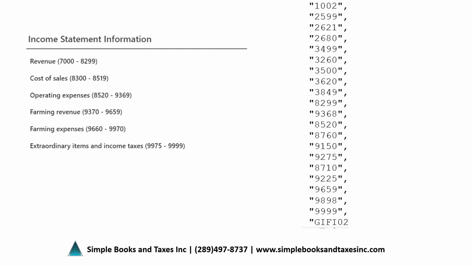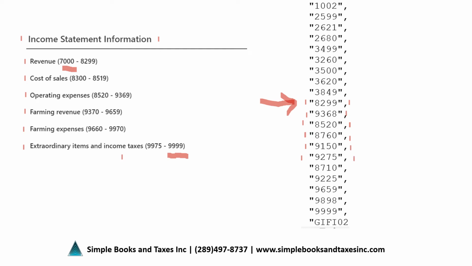Now we can enter the information manually. I do prefer to start with the income statement information first. So we will enter the revenue, cost of sales, operating expenses, farming revenue, farming expenses, extraordinary items, and income taxes. As you can see, the GIFI codes for the income statement will start from 7,000 to 9,999. So on the list that we already prepared, we are going to start from here, and we are going to look for each GIFI code that we have on the list, find the box in front of it, and enter the whole number that we already prepared.